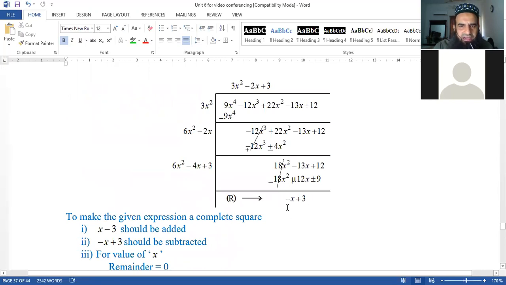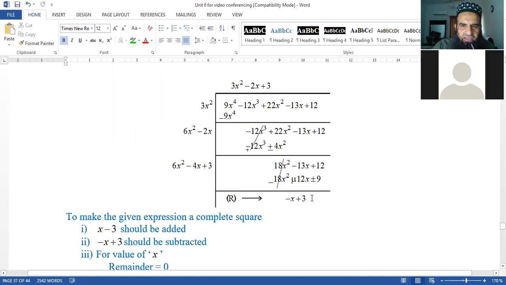Now you can see that the remainder is something which is already extra in the question. That's why this is a remainder. This is the extra in the original statement. If you subtract whatever is extra, or whatever is the remainder, from the original statement, then the remainder will become 0. So this is all about it.